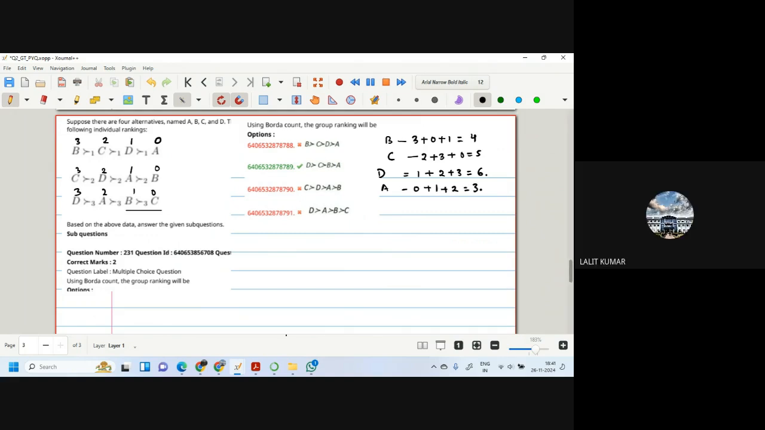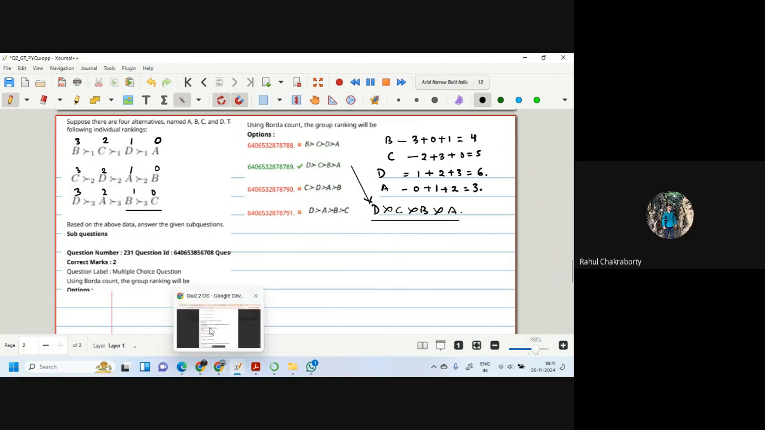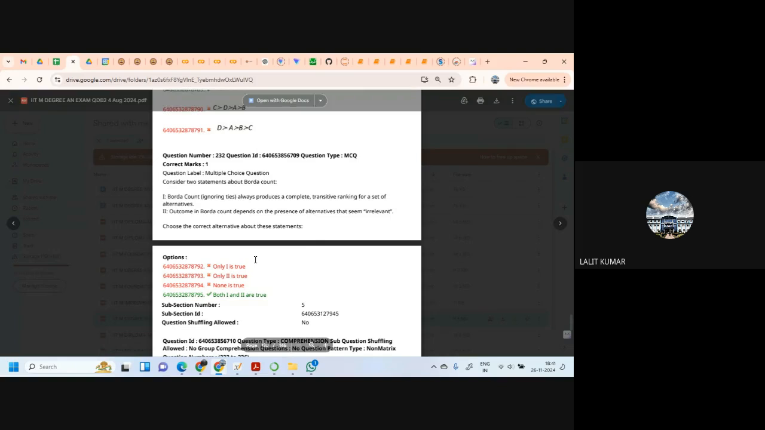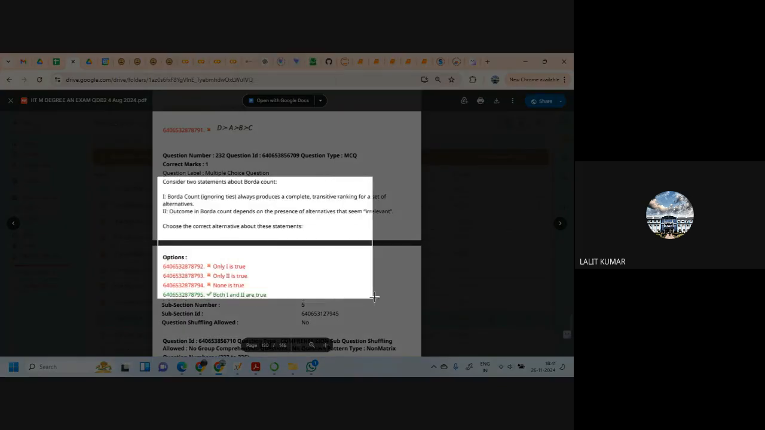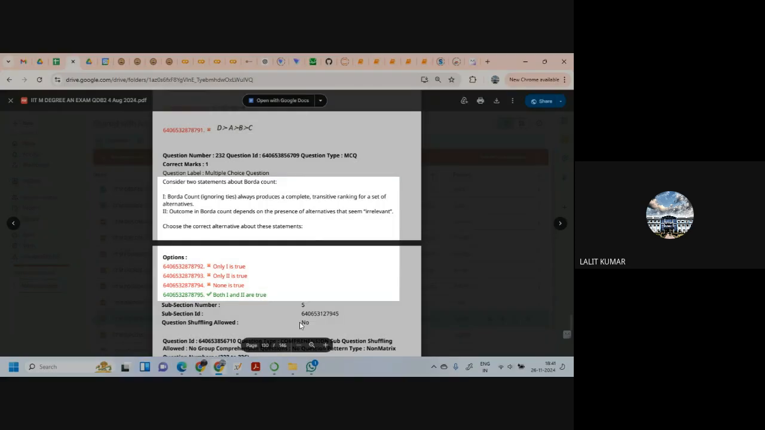So from here, what do we get? D is preferred over C, B, A. Is that okay? Yes, this is an easier approach. Now from the conceptual part, this has come.